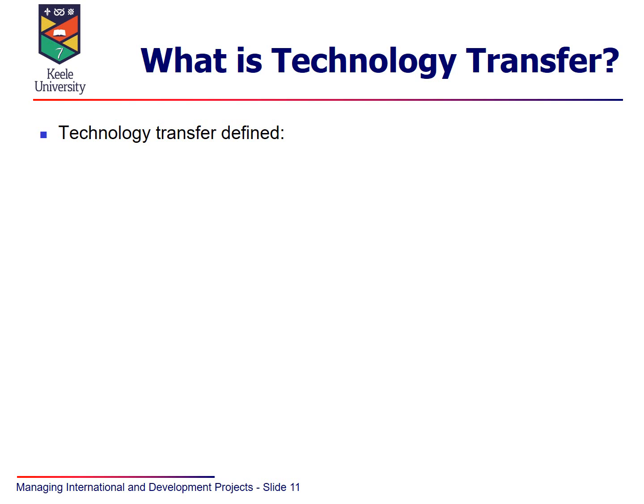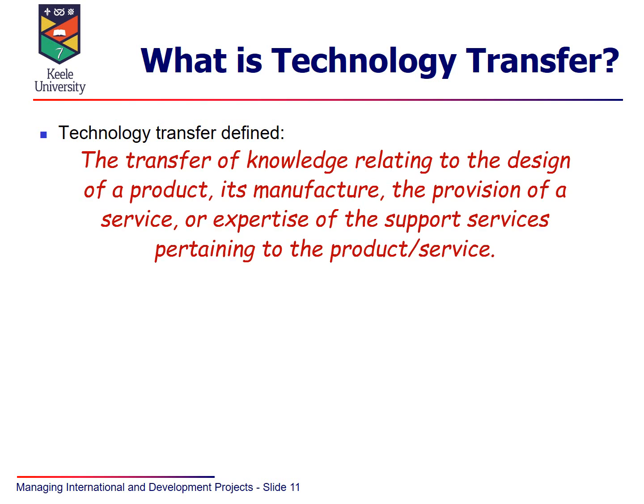So what is technology transfer? A good definition is that it's the transfer of knowledge relating to the design of a product, its manufacture, the provision of a service, and all the expertise of the support services pertaining to the product or service. So it can be technology transfer of a product, or transfer of the process, or transfer of services, or any associated expertise to provide that product or service.